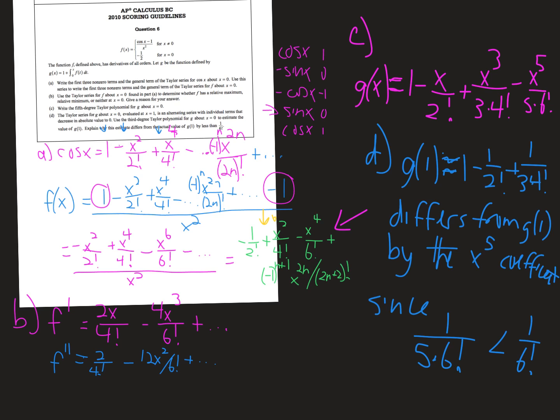You probably should put the argument in there. I said it out loud, I didn't write it down because I'm running out of room because my work's getting all over the place. You should put in the argument that because this is an alternating series, and the error for the alternating series comes from the first term you don't use, that's why I pay attention to 1 over 5 times 6 factorial.